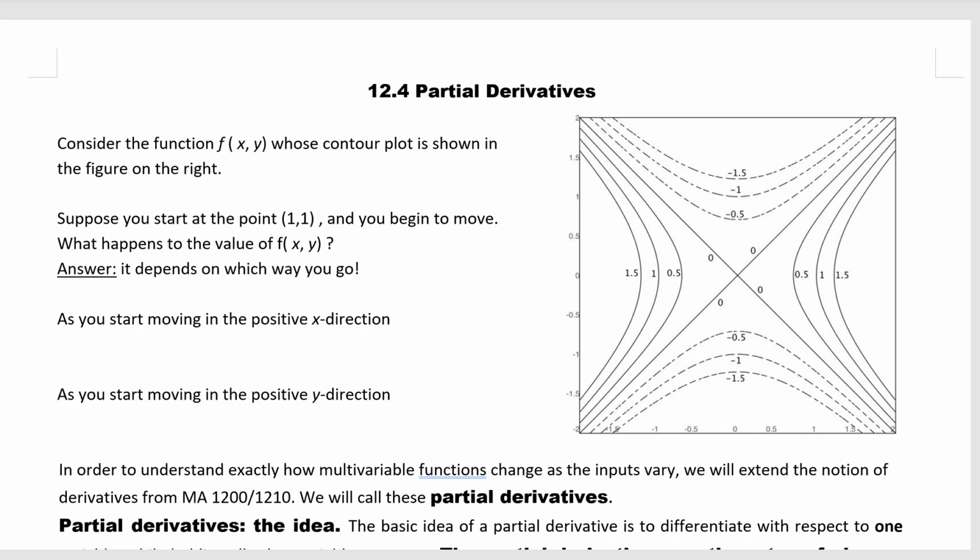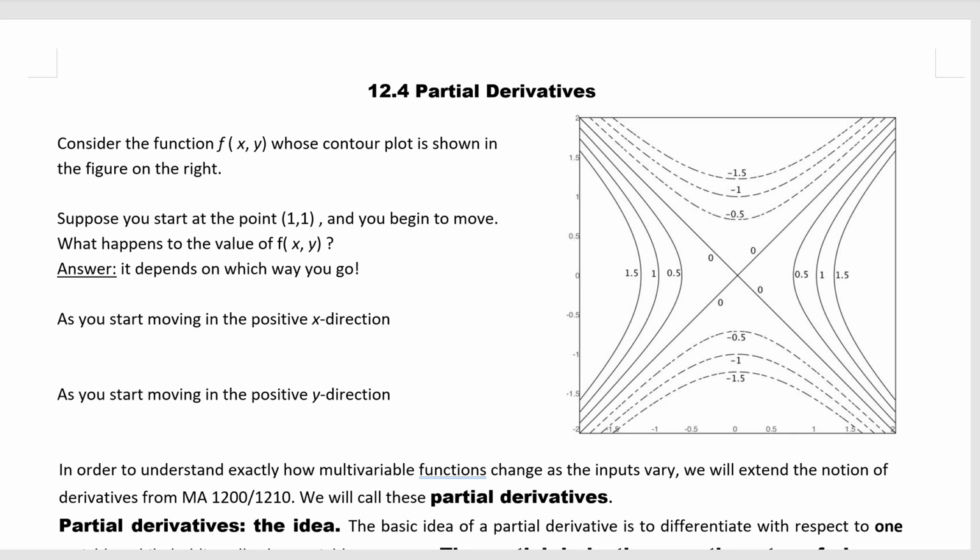Hi everyone! Today let's talk about section 12.4, partial derivatives. Consider the function f of x y whose contour plot is shown in the figure on the right. Suppose you start at the point (1, 1), and you begin to move. What happens to the value of f of x y? The answer is it depends on which way you go, right?